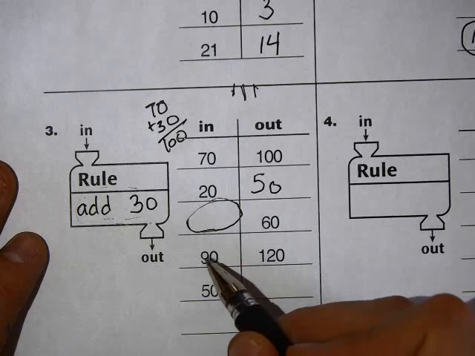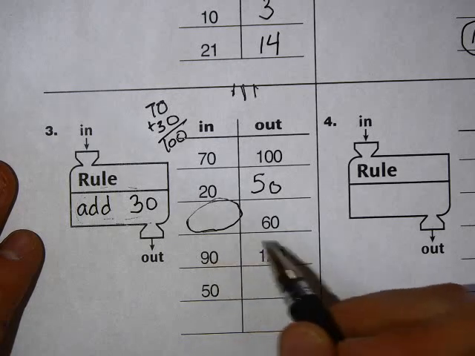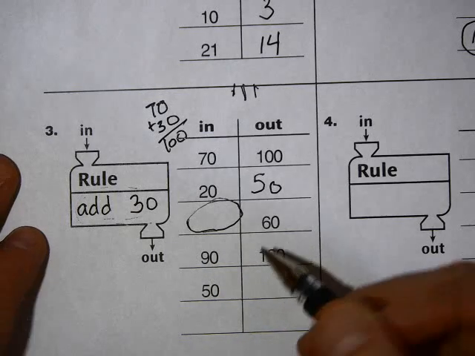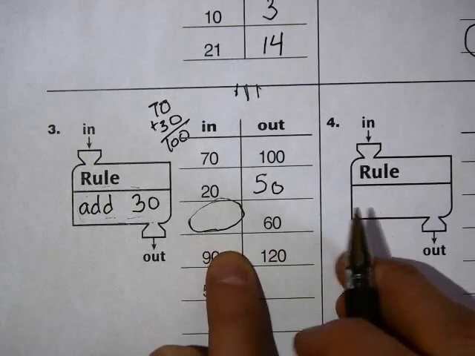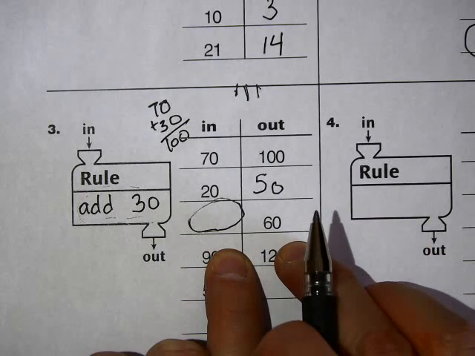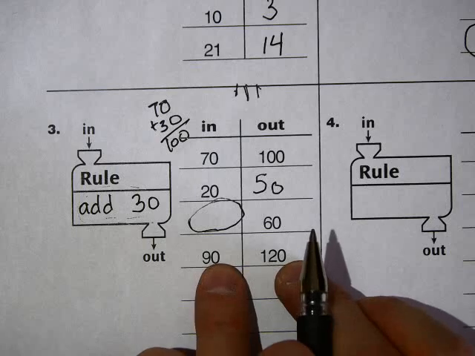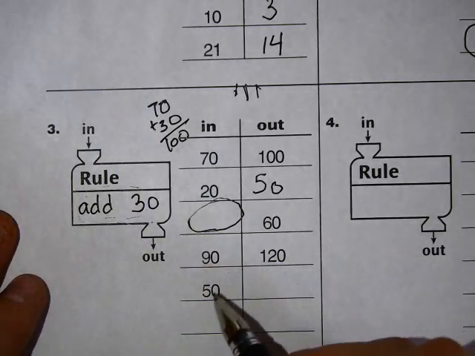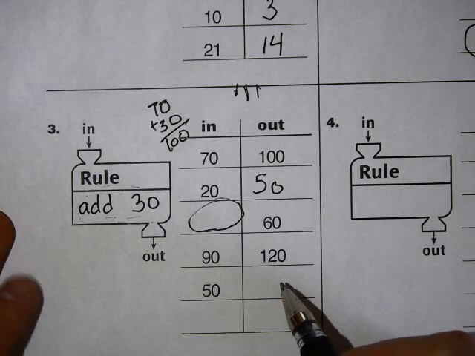Okay, 90, let's see, is 90 plus 30 120? Yeah, it is, because I know that 9 plus 3 equals 12. So 90 plus 30 equals 120. And then let's see, 50 plus 30, I'm going to put my answer here.